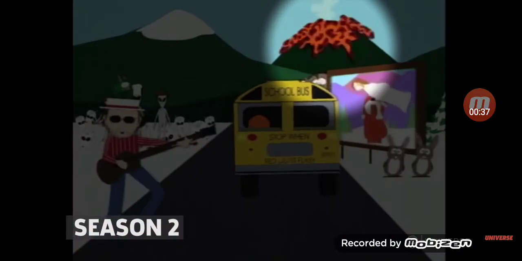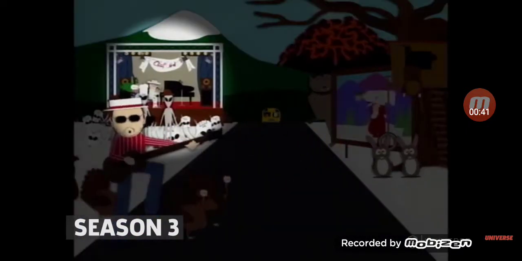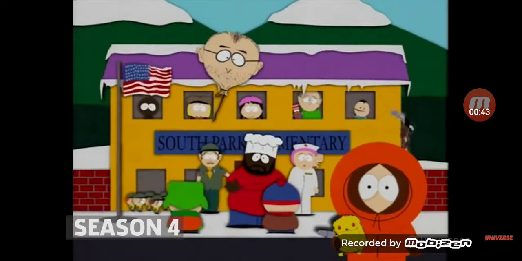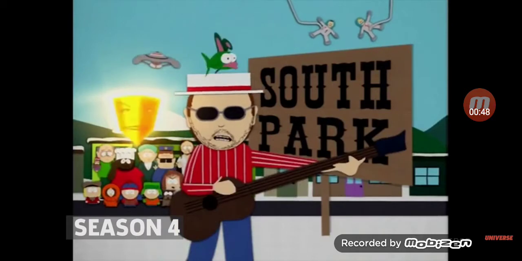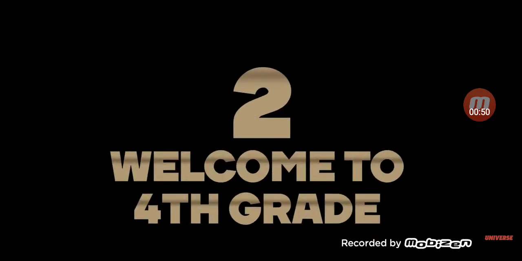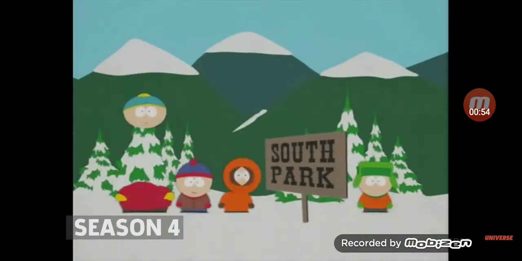A volcano exploding after season 1. By season 3, we get a glimpse of the Chef Aid concert. And in a bit of foreshadowing, Kenny is touched by the Grim Reaper. By season 4, the intro was chaos. It wasn't until the 11th episode of the 4th season that we see our first major change.